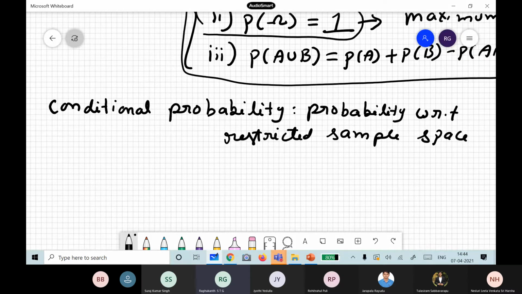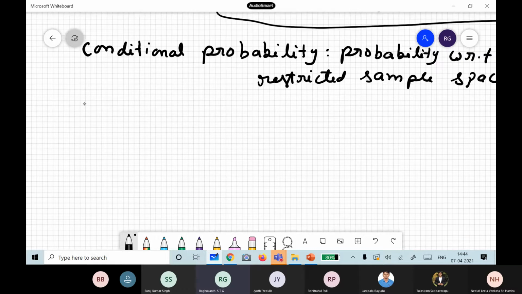So now you see I'm asking the question, what is the probability of getting 2 in the original sample space? That is in 1, 2, 3, 4, 5, 6. That is the original probability. Now the conditional probability is, I am asking the same question, probability of getting 2 only, but my sample space is even. So I am restricting my sample space. So this we call the conditional probability. That is defined as probability of E1 given E2.